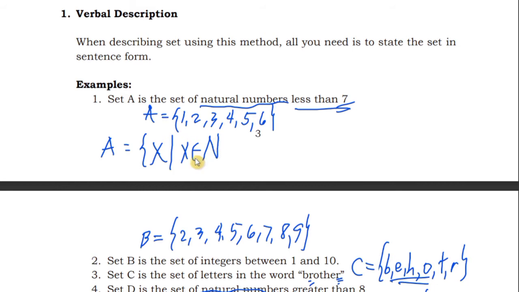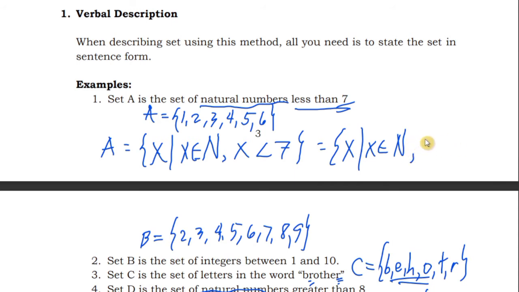So that one there, such that x is less than 7. So x is less than 7, or somehow the set of all x such that x is an element of the natural numbers, defined as 1, 2, 3, 4, 5, 6, because it is just less than 7.